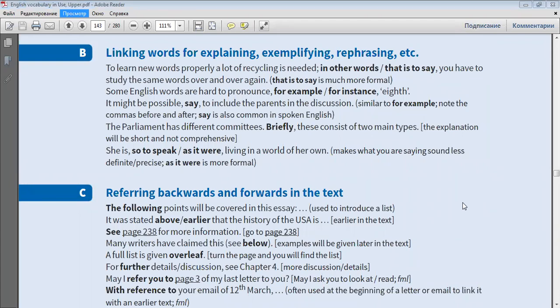To learn new words properly, a lot of recycling is needed. In other words, you have to study the same words over and over again. That is to say, is much more formal.